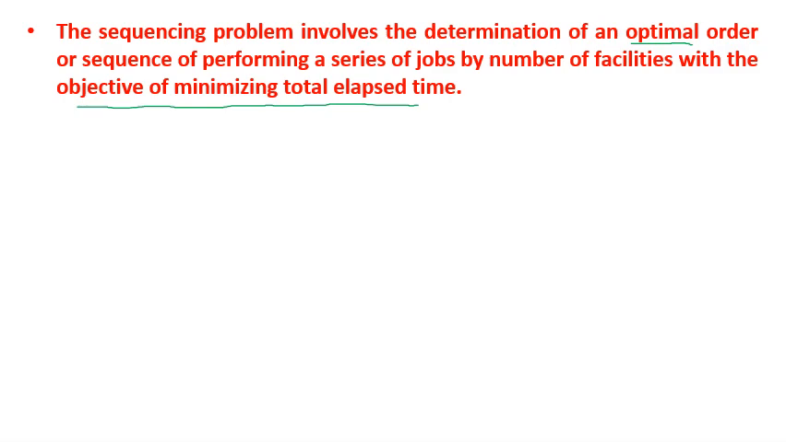So in fact, what you are doing in a sequencing problem is finding out an order in which these jobs should be performed in a number of facilities. Facilities here refer to work centers or machines, so that when you use this particular order and find out the total elapsed time, you get an optimal solution. That is, you minimize the total elapsed time.